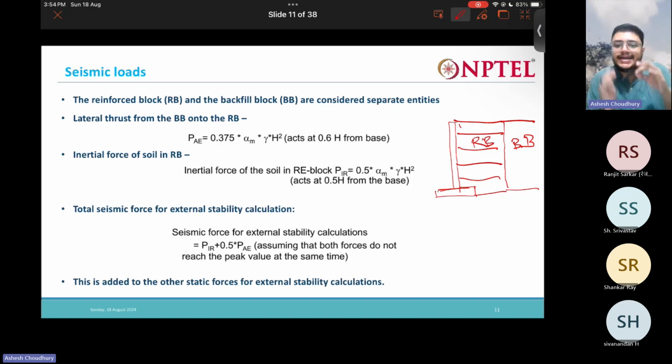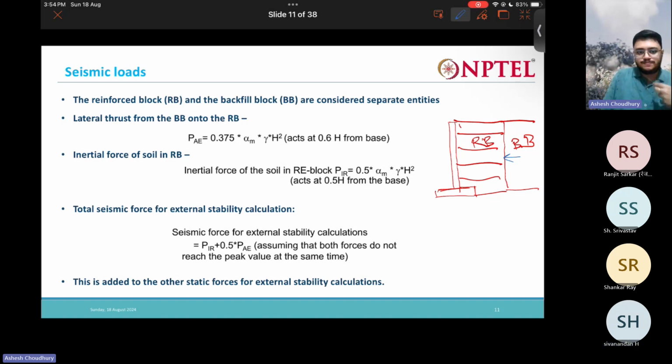Now, when there is an earthquake, there will be some ground motion occurring. The inertial force of both the reinforced block and the backfill block will be acting. So we consider those two inertial forces as separate entities. One inertial force is that this backfill will impose some inertial force on the reinforced block.